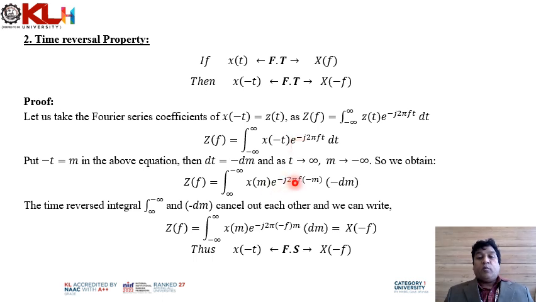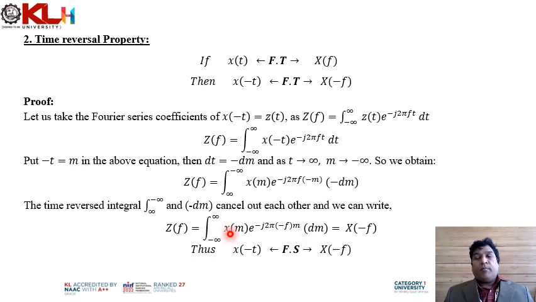power minus j 2 pi f. In the place of t we have to write minus m, and in place of dt we have to write minus dm. Now the integral limits that got reversed and this minus dm cancel each other, and this integral can be simplified as the integral from minus infinity to infinity of x of m e power minus j 2 pi minus f of m into dm.